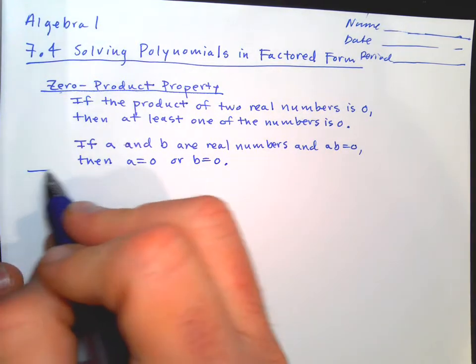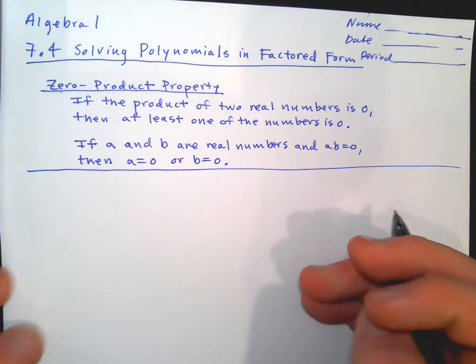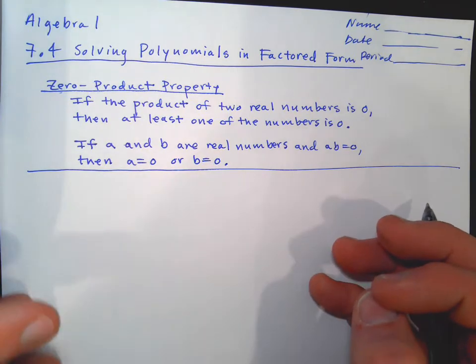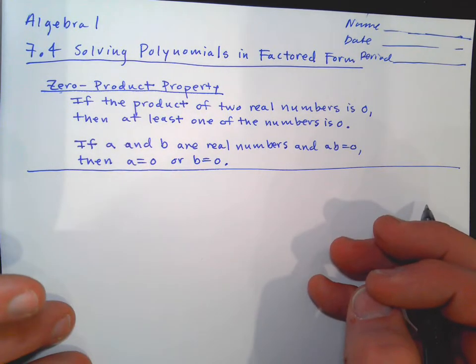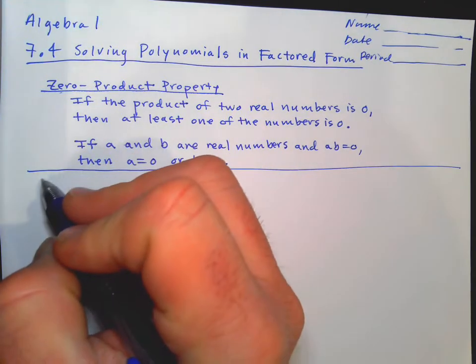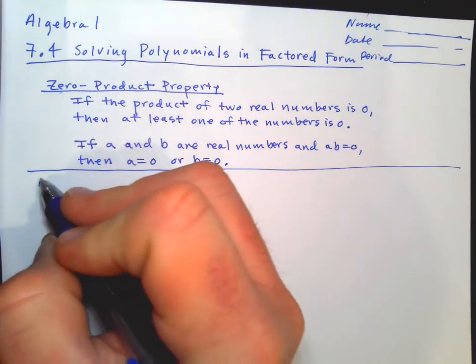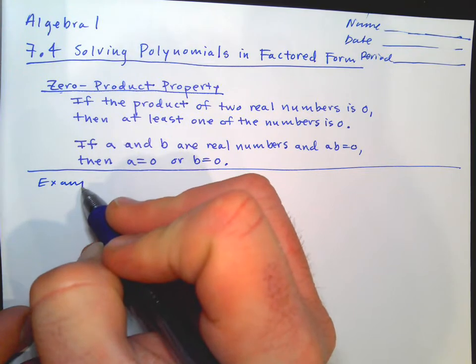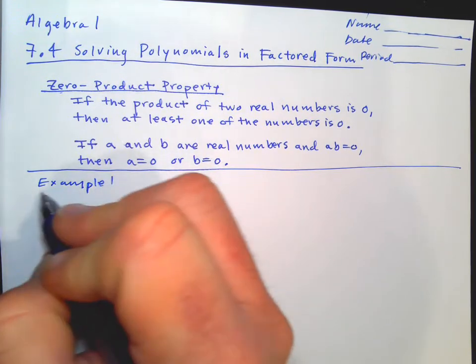But this is called the zero product property, and we're going to rely on this intuitive, common sense kind of thing, right? This is the official name of it. All right. So let's do some examples with it. I'll show you how we're going to use it.